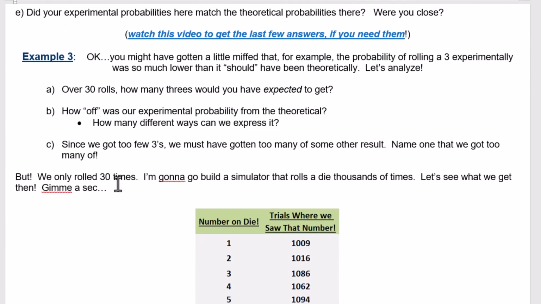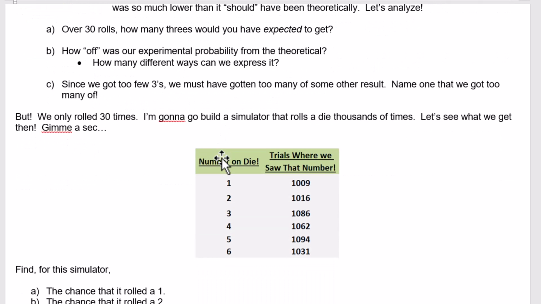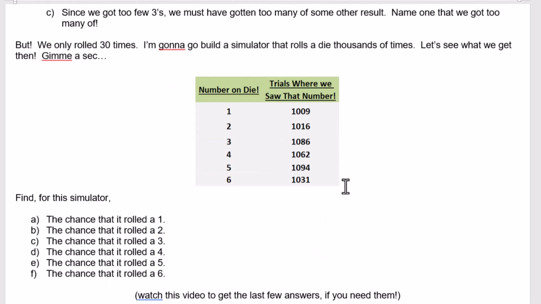So anyway, there's a couple you could pick for that one. But we only rolled 30 times, right? We only rolled 30 times. It's a pretty small sample. So I did run, just about 5 minutes ago, and built a simulator, which we're going to come back to and show you a video of in a second, that rolls a die thousands of times. And like I said, the next video after this one, I'll show you that thing working. And here are the results I got.